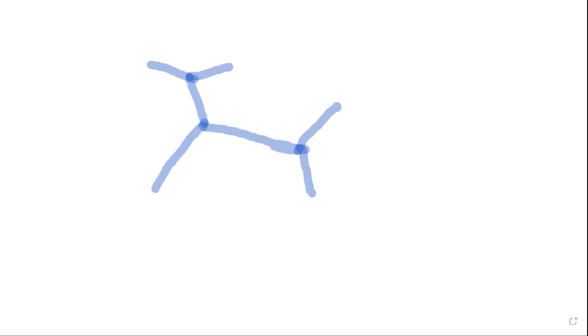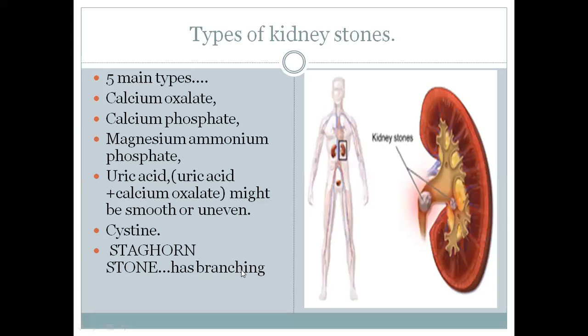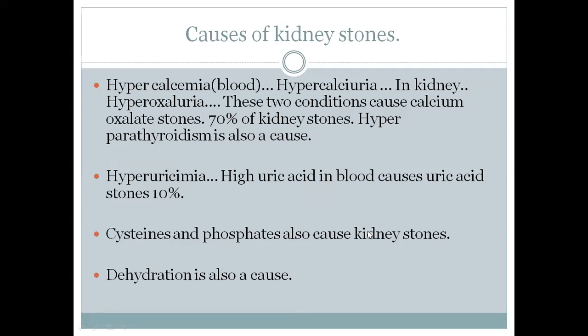Okay. These staghorn stones just fix themselves inside the kidney and are unable to be removed from the kidney through urine. Some of the small stones can be removed from the kidney via the urine, but staghorn stones cannot be removed via the urine. So they can cause a lot of damage and a lot of pain to the urinary system.